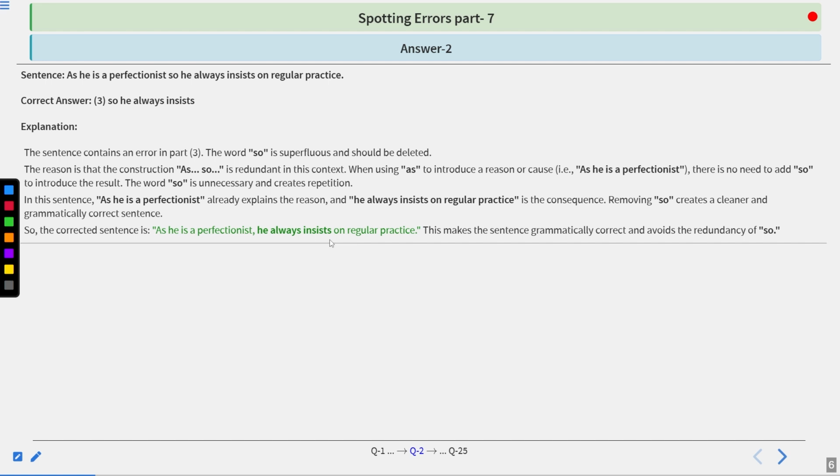In this sentence, "as he is a perfectionist" already explained the reason for "he always insists on regular practice". As a consequence, removing so creates a cleaner and grammatically correct sentence. The correct sentence is: as he is a perfectionist, he always insists on regular practice. This makes the sentence grammatically correct and avoids the redundancy of so. Let's move to the next question.